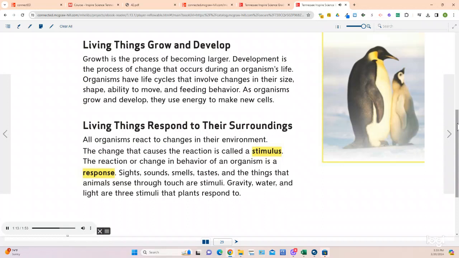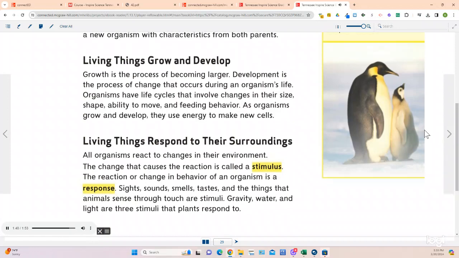Living things respond to their surroundings. All organisms react to changes in their environment. The change that causes the reaction is called a stimulus. The reaction or change in behavior of an organism is a response. Sights, sounds, smells, tastes, and the things that animals sense through touch are stimuli. Gravity, water, and light are three stimuli that plants respond to.